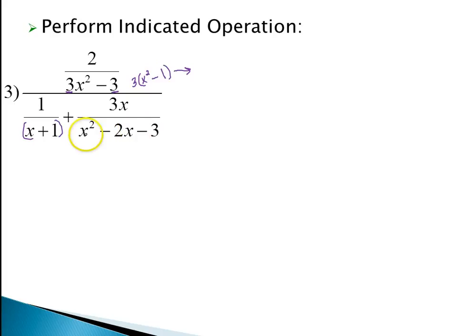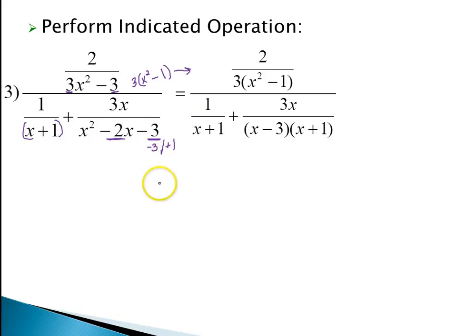And in order to figure out what this is, to combine them, I have to factor this. So I have 3 terms. So this is my trial and error. What multiplies to negative 3 adds to negative 2? This is going to be negative 3 and a positive 1.